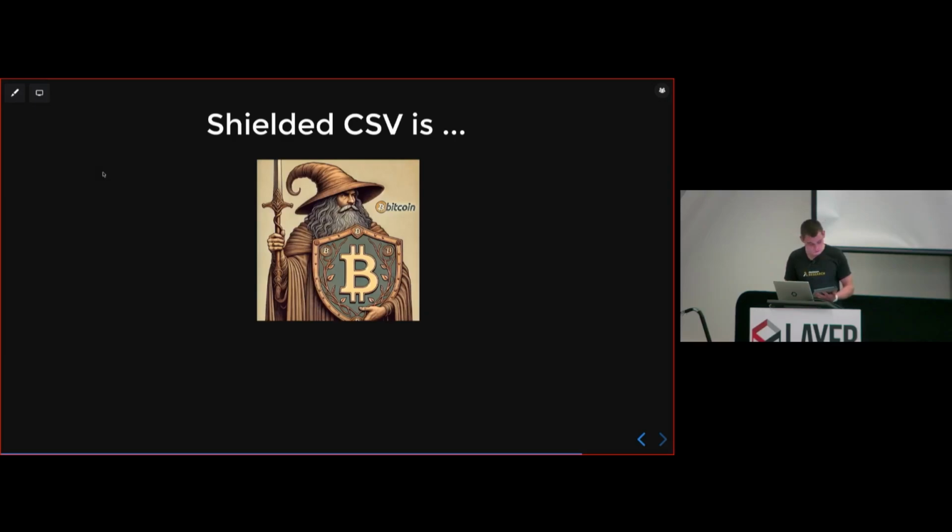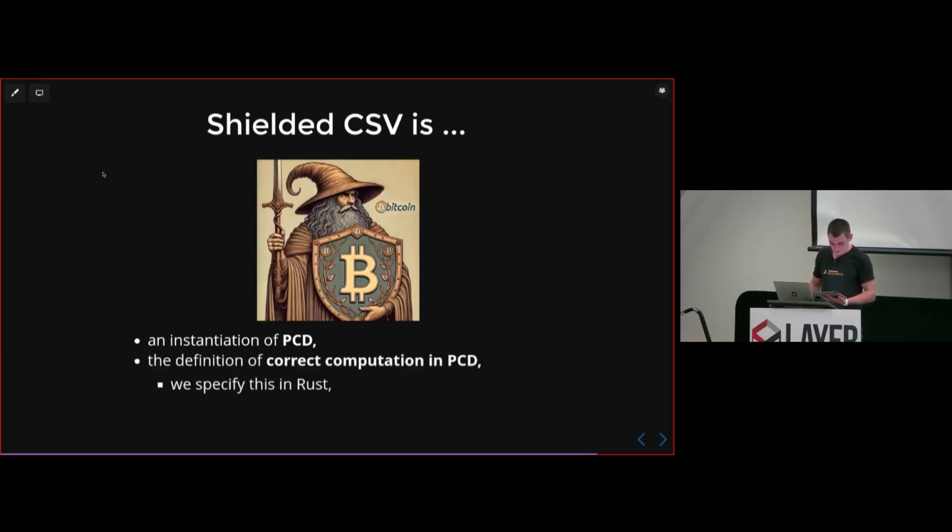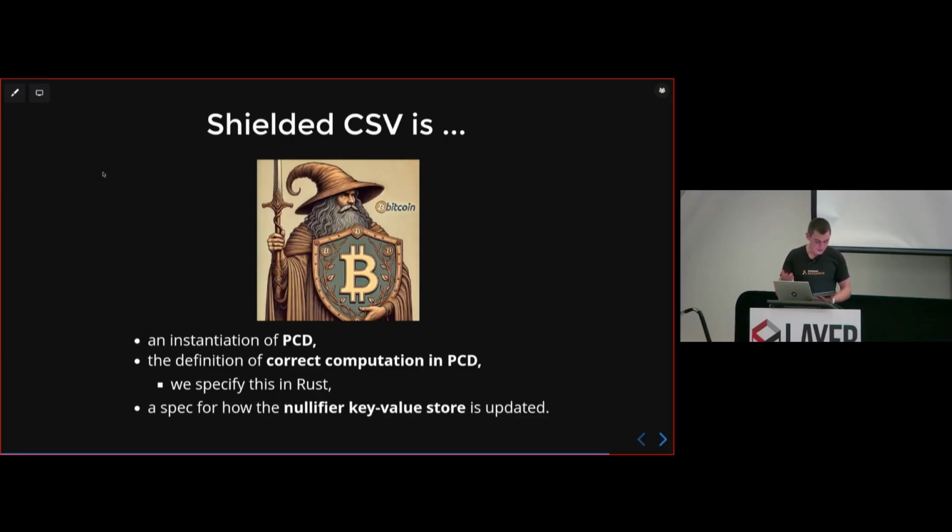What does shielded CSV consist of? First, it consists of an instantiation of PCD. How do we actually get these primitives? The paper just describes PCD as an abstract primitive and briefly mentions how it could be instantiated. The main part of shielded CSV is the definition of what is considered correct computation for the underlying PCD scheme. So what makes a valid account state transition and which outputs of the transition are valid? We specify those rules in Rust. And finally, shielded CSV consists of a specification that determines exactly how blocks are processed and how the nullifier key value store is updated.